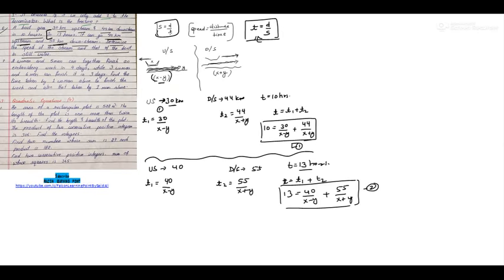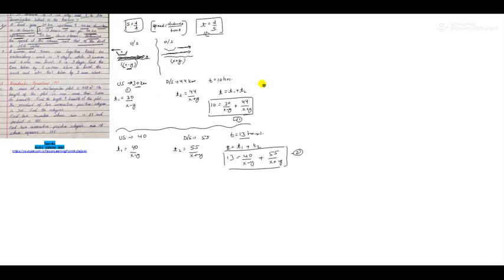Got it? Now I'll write this side. See, this is your equation number 1 and this is equation number 2. In both of these cases you can see this is x minus y and this is x plus y. Again this is x minus y and x plus y. So we'll let 1 by x minus y be u, or you can also take p, and 1 by x plus y be v.